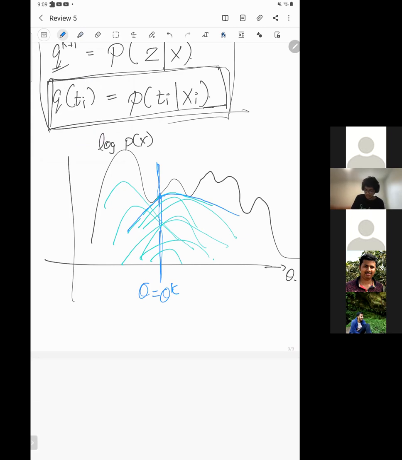Because at this point, both these quantities are equal to log p of x, but only at this particular value of theta. So currently we have this as a Q distribution, and we cannot go further than this, because for this particular value of theta it's restricted, and this lower bound is always less than log p of x.